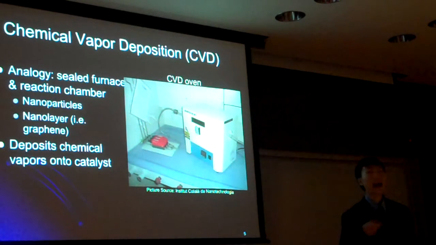So you might be wondering how we make the graphene. The first step would be chemical vapor deposition. An analogy for it is basically a sealed furnace with a reaction chamber inside, and you can use it to grow nanoparticles, or you can use it to grow nanolayers. In our case, we used it to grow graphene, but it can also be used to grow things like boron nitride as well.